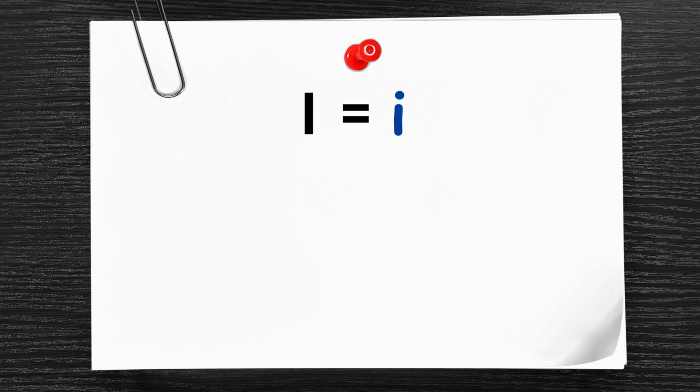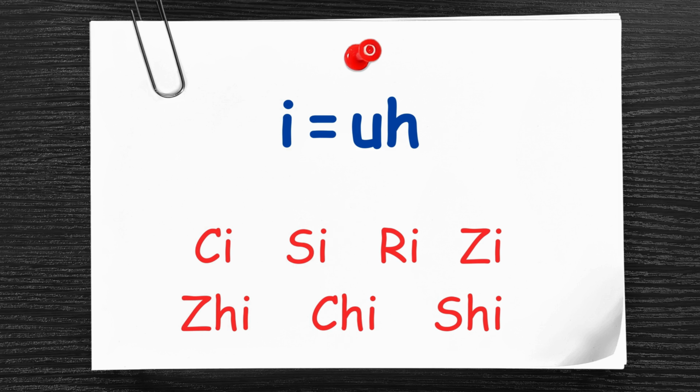The letter I is said like this, an E sound: pin, lin. Here in these sounds, chi, shi, ri, zi, zhi, qi, shi, this letter I sound changes to this sound. Now you can pronounce shi, ri, zi, zhi, qi, shi.